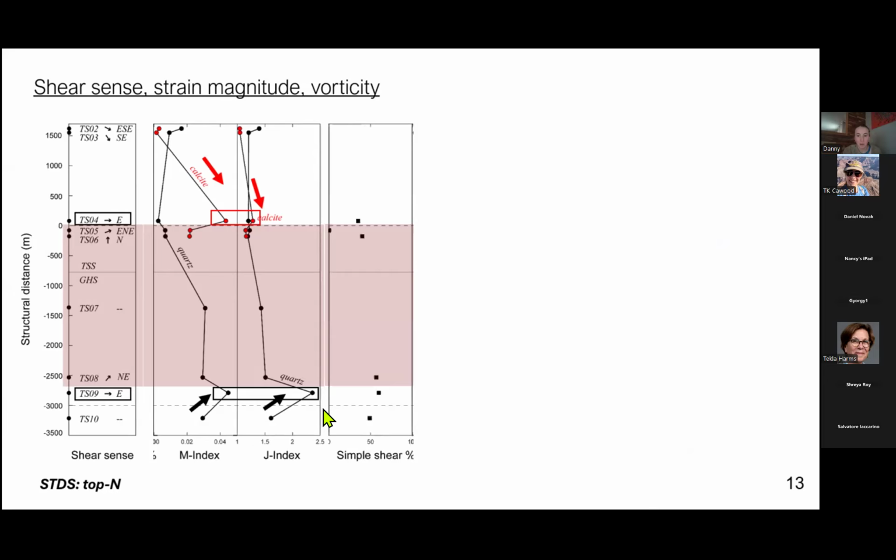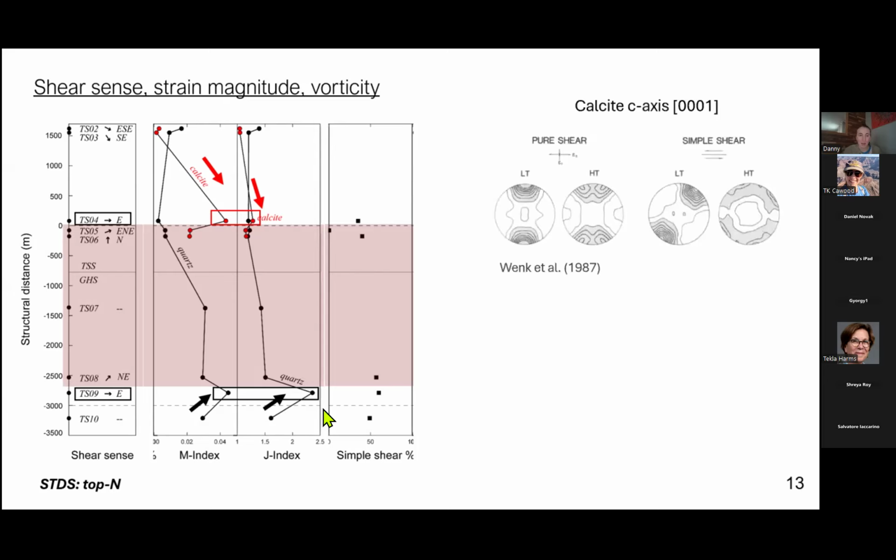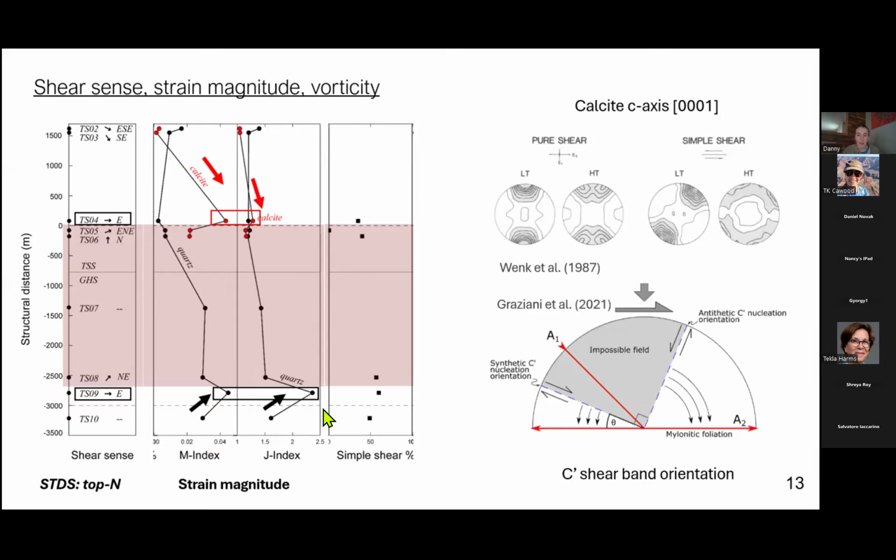Now, we can look at the flow geometry using kinematic vorticity studies. And kinematic vorticity allows us to estimate the percentage of pure and simple shear of flow. There's a lot of different methods we can use to do this. I used the ones that were applicable to my samples. So in the Tethyan sedimentary sequence, I looked at calcite C-axis distributions. And in the Greater Himalayan sequence, I looked at the orientation of C prime shear bands in composite foliations.